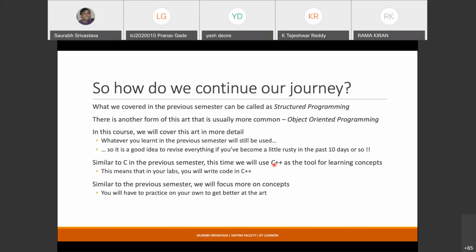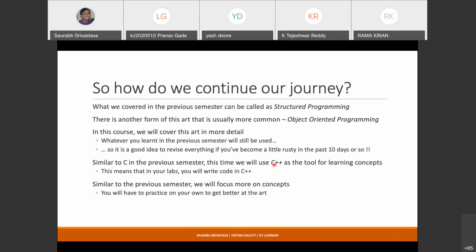But as I said, I'm not going to cover the parts which are going to be an overlap between C and C++. So in this course we are going to start straight away from classes. Okay, we'll know what classes are, but the idea is, whatever we covered in the previous semester, please revise it on your own. And this is similar to the previous course.